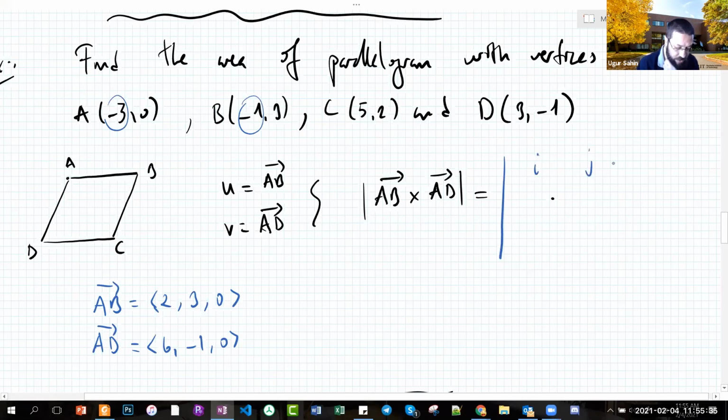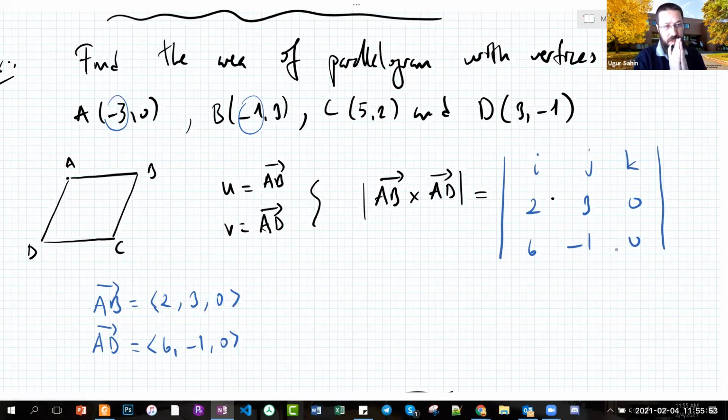Now, look at that. Using the determinant form, guys, I, J, K. The AB vector, like the U vector, will go here, 2, 3, 0. The AD vector will go here, right? The 6, -1, 0. I know I need to multiply these two vectors using the cross product. And I know now I can do this job using the determinant.